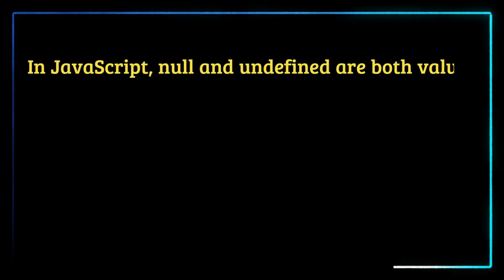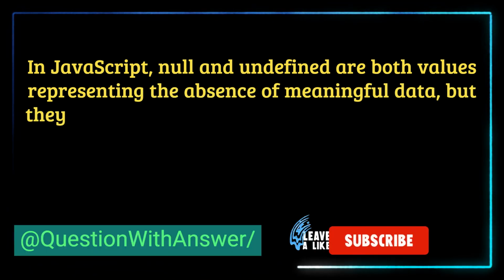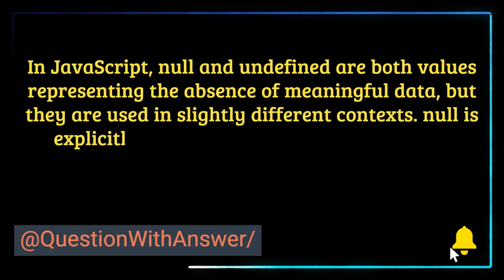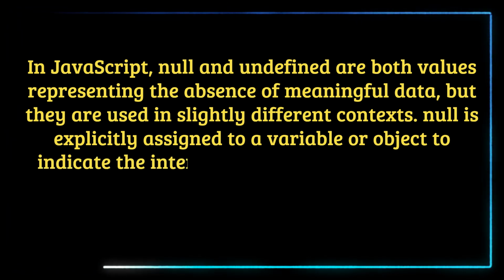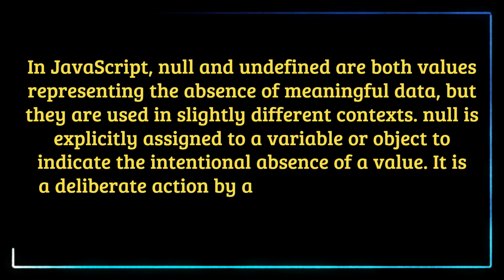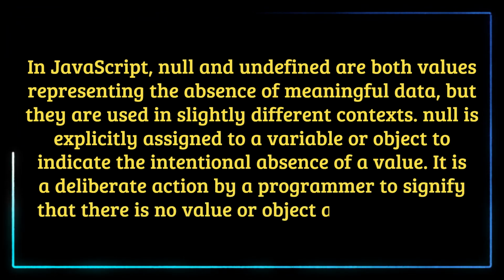In JavaScript, null and undefined are both values representing the absence of meaningful data, but they are used in slightly different contexts. Null is explicitly assigned to a variable or object to indicate the intentional absence of a value. It is a deliberate action by a programmer to signify that there is no value or object at that location.